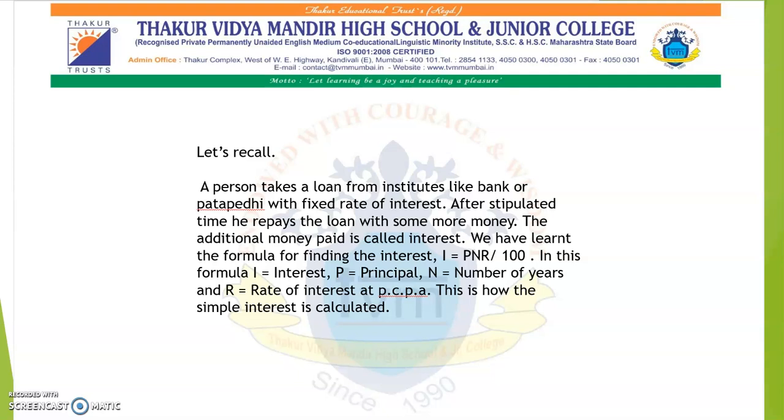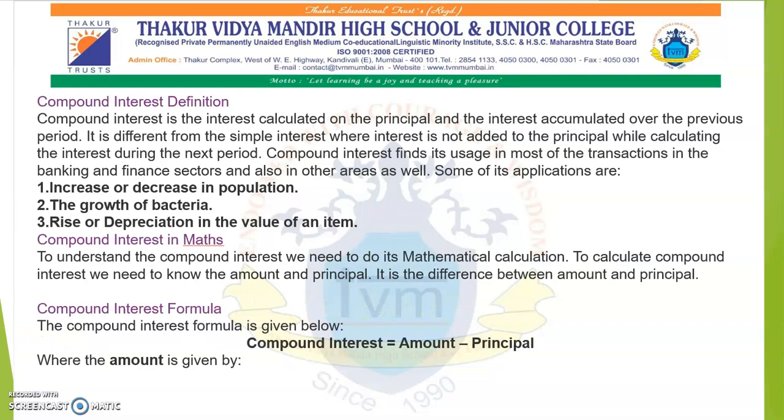We have learned the formula for finding the interest. Interest equal to PNR upon 100. In this formula, I is the interest, P is the principal, and N is the number of years. R is the rate of interest in percent per annum. This is how the simple interest is calculated.